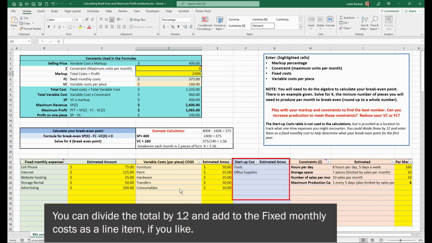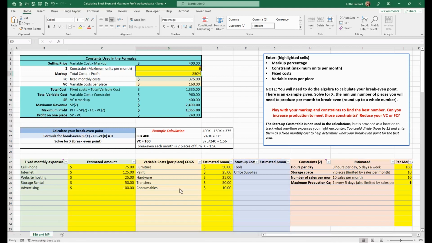A startup cost table is included here, not to calculate the maximum profit per month or break-even point, but as a reminder that there will be one-time startup expenses. If you like, you can average those expenses over a year by dividing the total by 12 and entering them as a line item in the Fixed Monthly Expenses table.